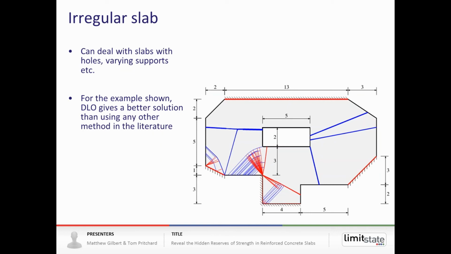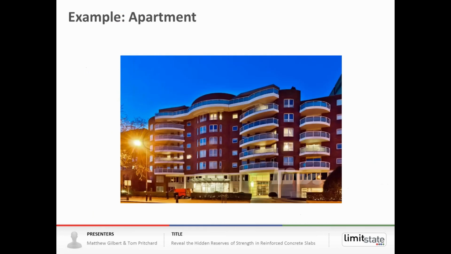And obviously we can also deal with more complex geometries, such as the one shown on screen now, which has a central hole and a variety of different support conditions. This particular one is in the literature, and we're able to find a solution which is better than any other solution put forward in the literature, because the method successfully automates the yield line method. And if we have lots of nodes in the problem, we have very, very close approximations of the exact solution.